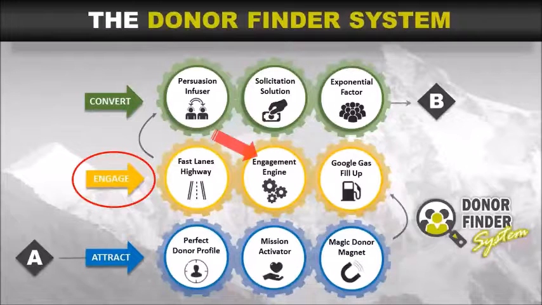But before we do that, you'll notice that the engagement engine sits dead center in the Donor Finder System plan, right? This is not by accident. It's meant to show how central your engagement engine is to everything you do online. Your website will be the central portal through which everything flows. Without it, you really cannot have an effective online presence. It's really that important. So how do we create these pages? What elements do we need? And what works and what doesn't?